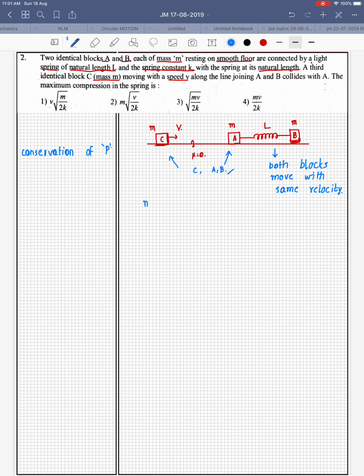Initially it is m times v, and the momentum of A and B is 0, so I am not writing it there. That is equal to, let's say at the time of maximum compression both blocks are moving with the same velocity, let's call that velocity v dash. So m v dash plus m v dash, that is equal to 2m v dash. So the velocity of the blocks will be how much? v dash equals v by 2.